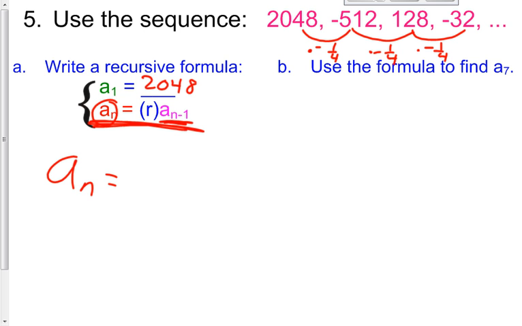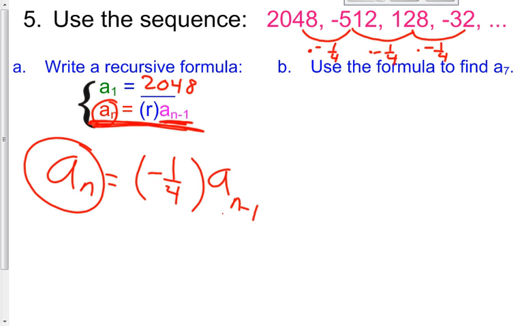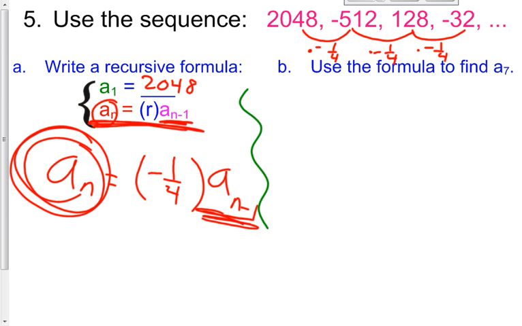So what is our rate? Our rate is a negative 1/4, multiplied by a sub n minus 1. And remember what a sub n minus 1 is. It's simply the value of the previous term. So if this is a sub 5, then this is a sub 4. If this is a sub 20, then this is a sub 19. Just the value of the previous term. So let's use this formula right here to find the value of the 7th term.